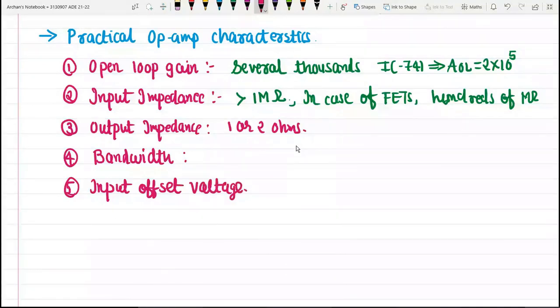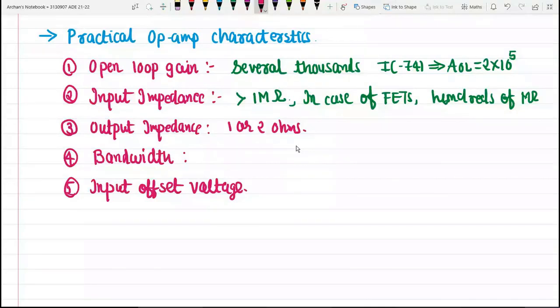See, whenever both the input terminals of the operational amplifier are grounded, ideally what should happen? What should be the value of output voltage? It should be equal to 0. But we know this does not happen because the practical op-amps show a small non-zero output voltage. Okay, and to make this output voltage 0, a small voltage in terms of millivolts or microvolts is required to be applied to one of the input terminals. Okay, so such a voltage makes the output voltage exactly equal to 0.